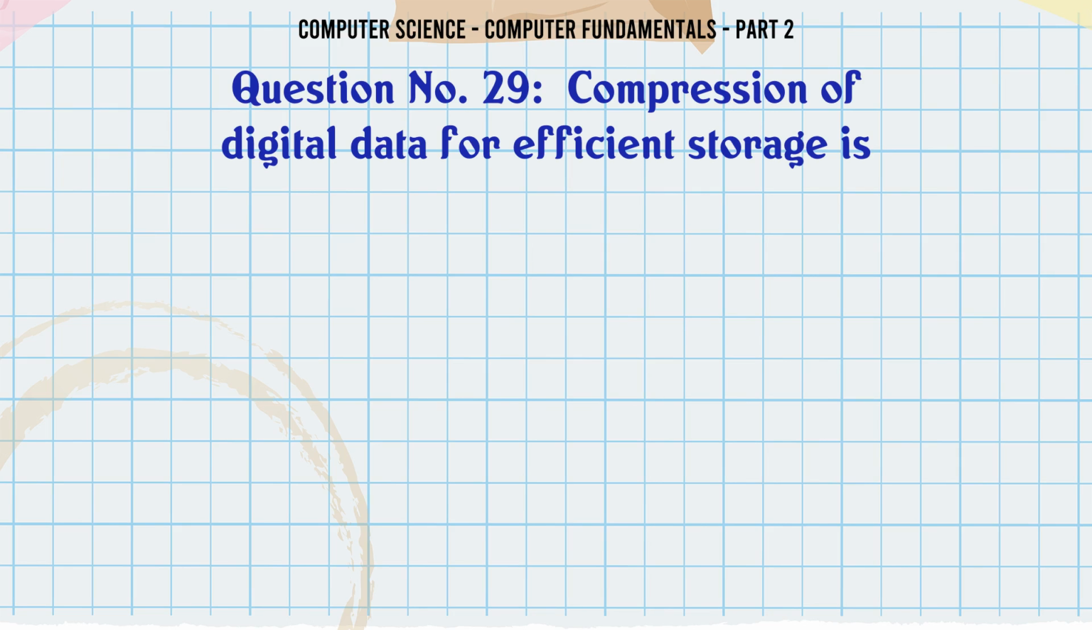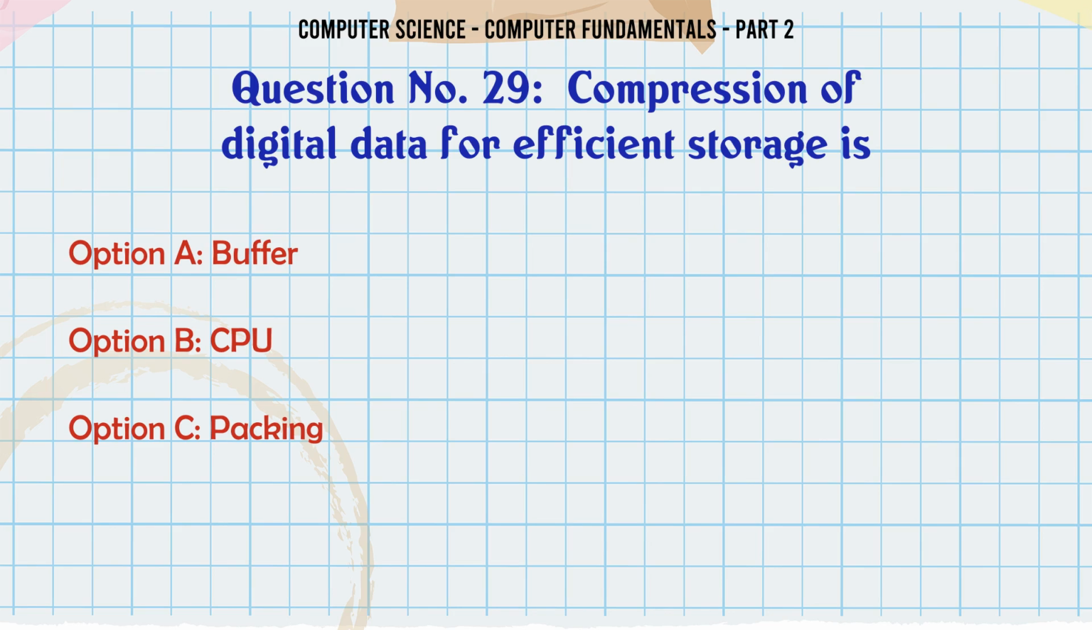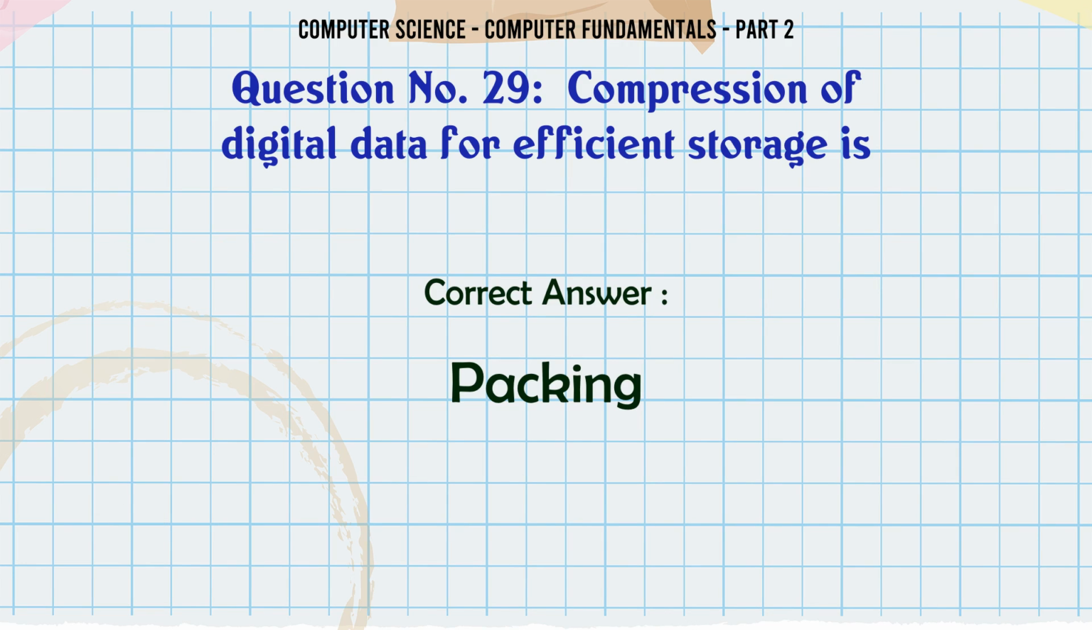Compression of digital data for efficient storage is A. Buffer, B. CPU, C. Packing, D. Field. The correct answer is packing.